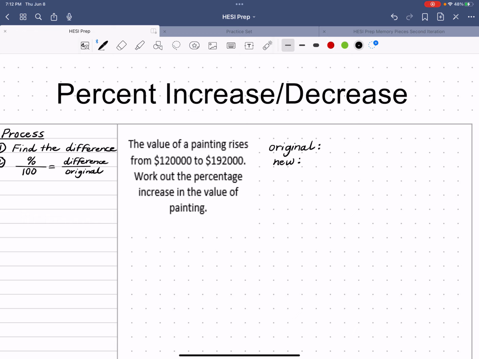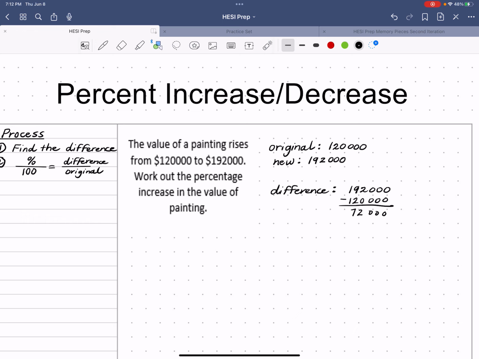So the first value of the painting was this number. The second value, the newest value, was this number. So we need to make sure we know the difference between those. And then we want to calculate the mathematical difference between the two. So we're going to say 192,000 minus 120,000 is going to be a difference of 72,000.